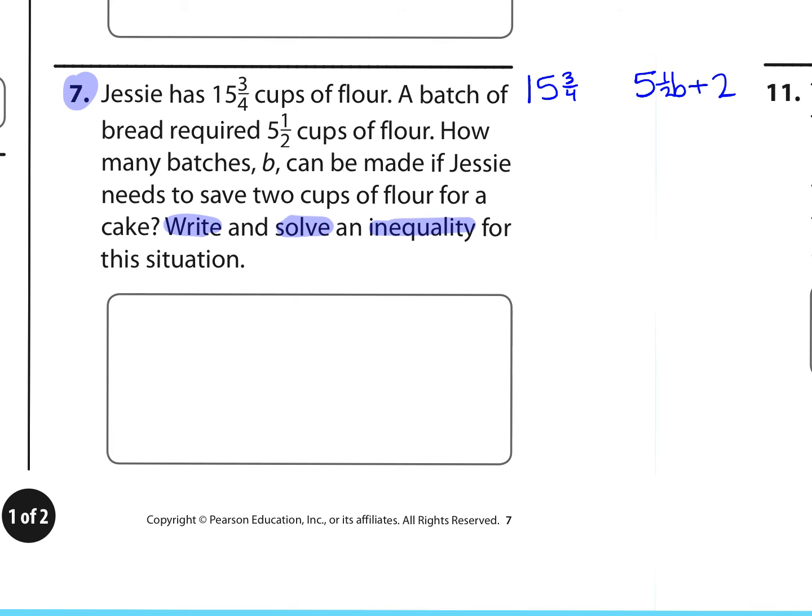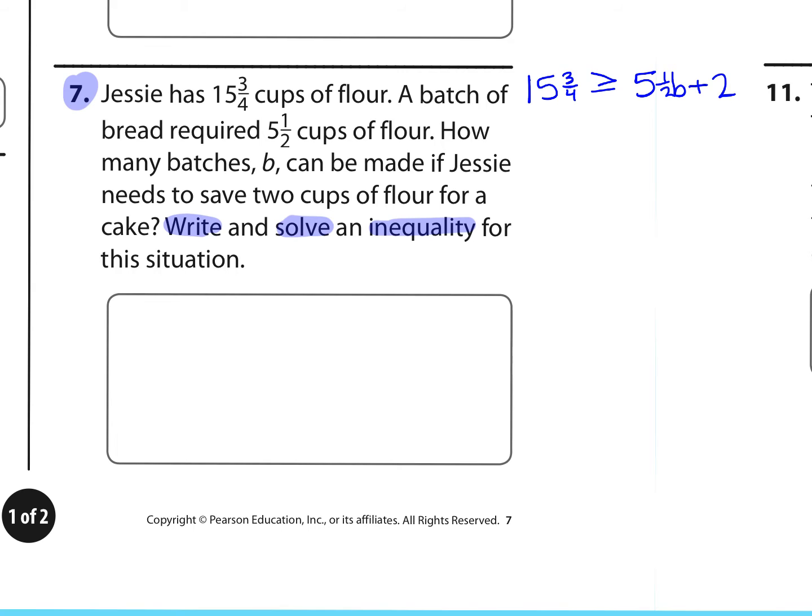So we're going to set up an inequality. She only has 15 3/4 cups of flour. She does not have any more than that. So the 5.5 cups of flour times B number of batches plus 2 has got to be less than 15 3/4. So we can say 15 3/4 is greater than or equal to 5.5 times the B number of batches plus 2. So now it's time to solve.